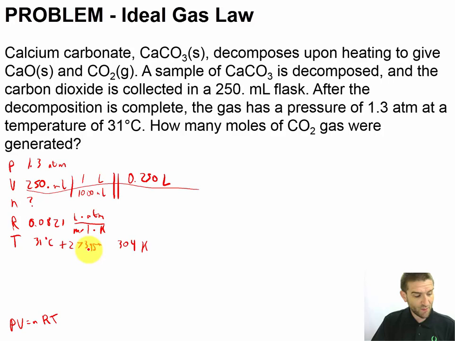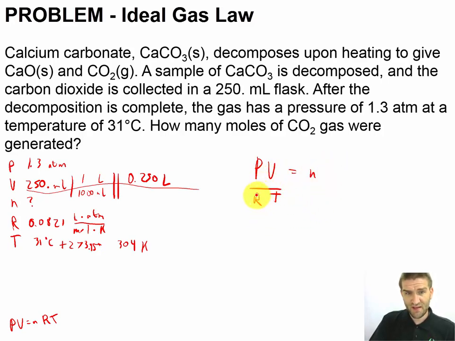Okay, so we've got all of our pieces in place now. What we can do is either just plug it into the ideal gas law as written, or we can start rearranging the ideal gas law to solve for n. I'm going to go ahead and do it that way. So I have PV equals nRT, and I need to solve for the number of moles. I'm going to take R over to the other side by dividing it. I'm going to take T over to the other side by dividing it as well. So I end up having PV divided by RT equals n.